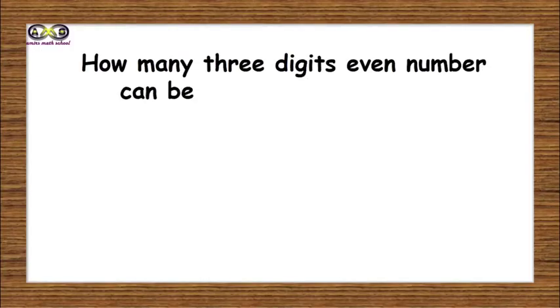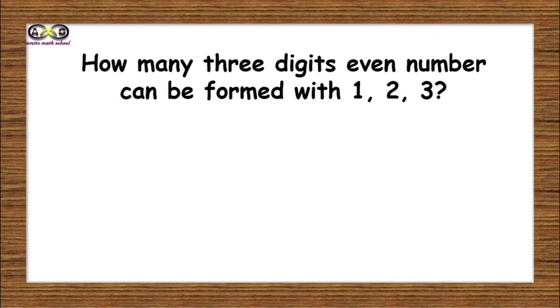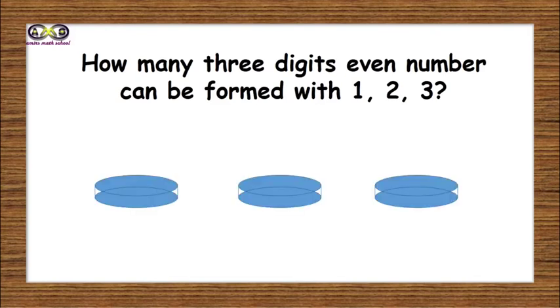So let's solve one problem. How many 3-digit even numbers can be formed with digits 1, 2 and 3? According to step 1, we have to fix one digit, that is the last digit. Here we have to form an even number. That's why we have to fix the digit 2 at the last position.